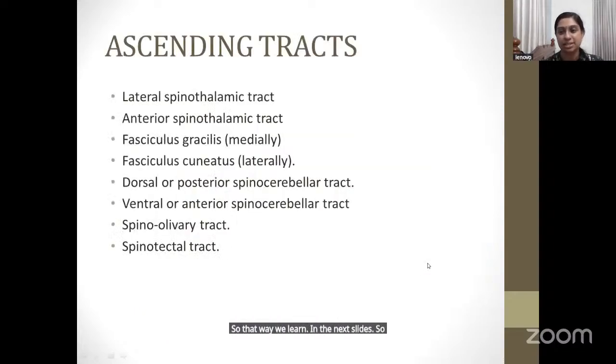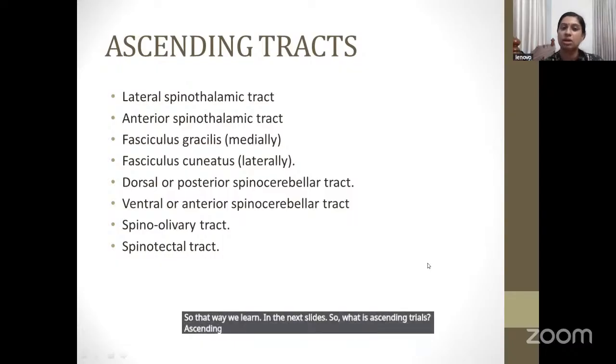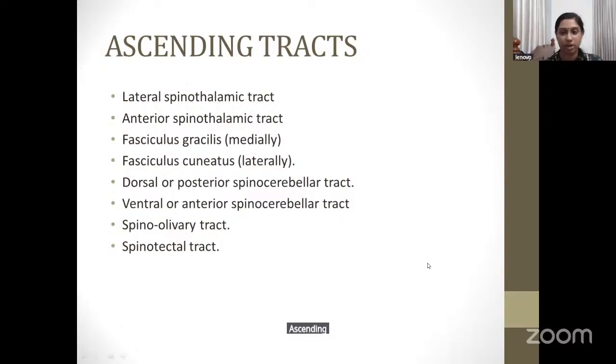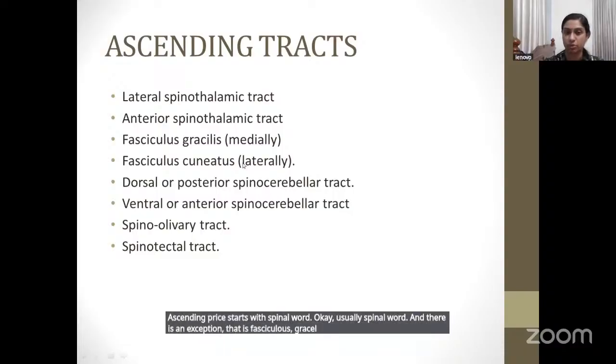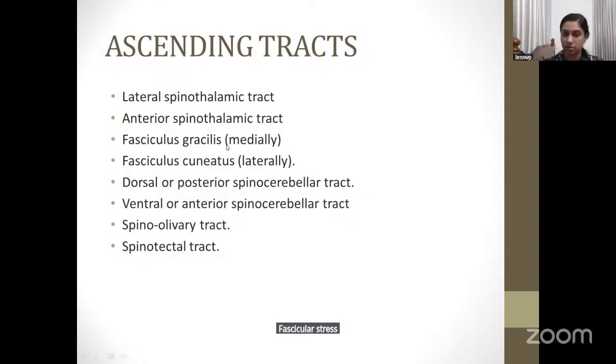So what are ascending tracts? We have the lateral spinothalamic tract. The ascending tracts usually start with spino-. There is an exception, that is fasciculus gracilis and fasciculus cuneatus, which are associated with the posterior column of the spinal cord. Fasciculus gracilis is mainly concerned with the lower limbs and is seen throughout the spinal cord.